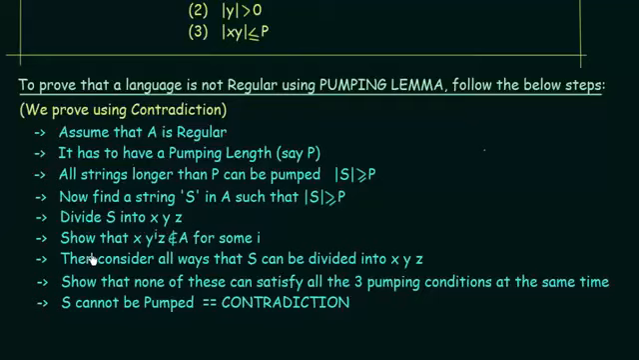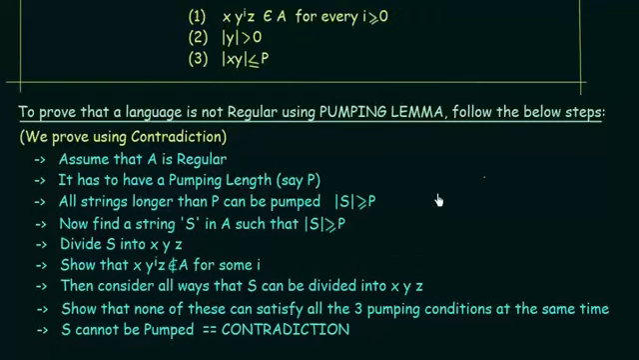Now you have to show that x y^i z does not belong to A for some i. In the statement of pumping lemma, we saw that if you increase the middle part y any number of times, the resultant string x y^i z must belong to A if the language is regular. So we will show that when you increase the number of the y part, the middle part, the string that you obtain as a result, x y^i z, does not belong to A. The resulting string does not belong to the language A.